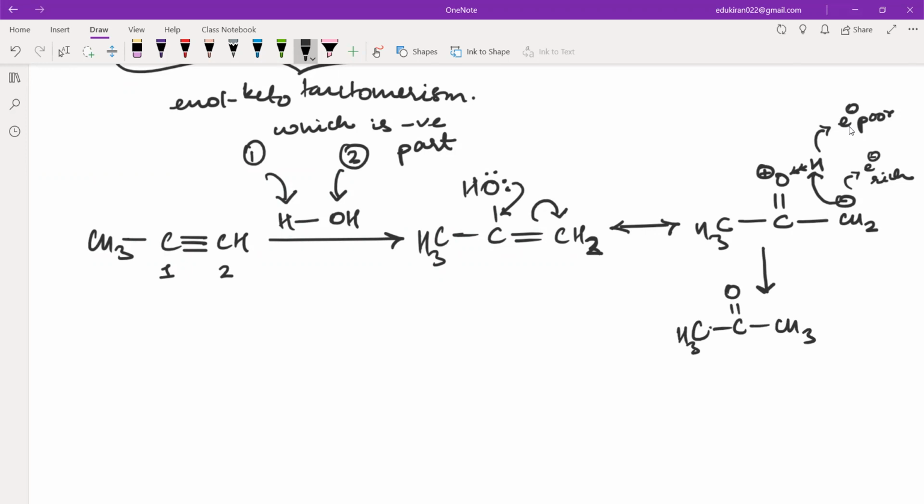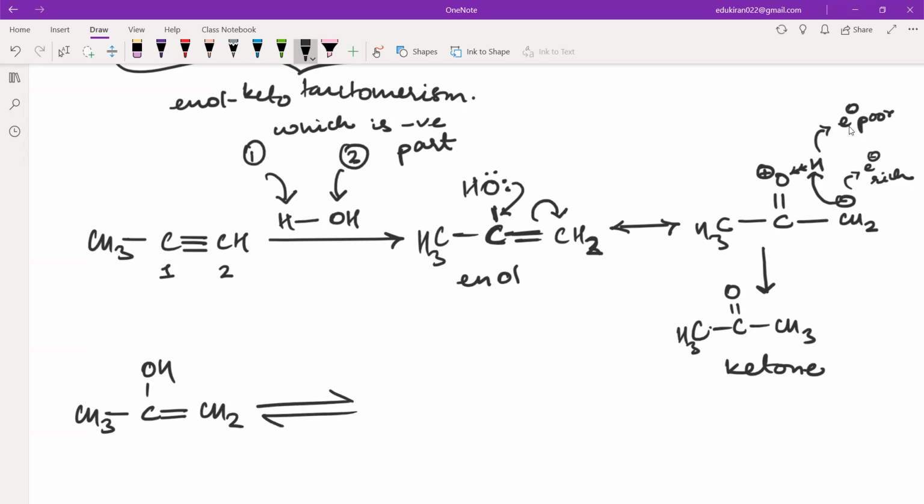Got it? Okay. But it doesn't happen in these 3 steps. It happens so rapidly that it is seen as a proton exchange between the enol form and the ketone form. This is the enol because this carbon is bonded to a double bond, that means ene, and also OH, that means ol. And this is the ketone form. This is the ketone. So we have CH3, single bond, C double bond O, and there is a CH2. So these are in equilibrium because this is a type of acid-base reaction.